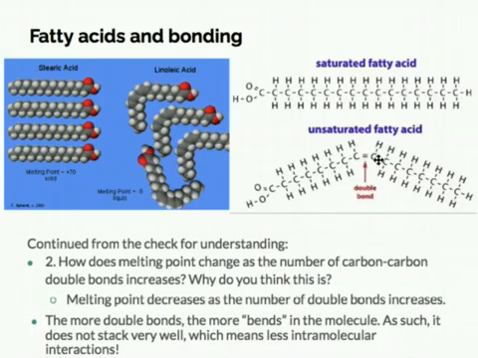As such, whenever you have many unsaturated fatty acids here with these bends, they don't stack very well. Okay, so here's an example of this. Okay, nicely stacked, solid, not nicely stacked, therefore liquid. Okay, so since it doesn't stack very well, that means less intramolecular interactions. Therefore, again, it's going to appear liquid.